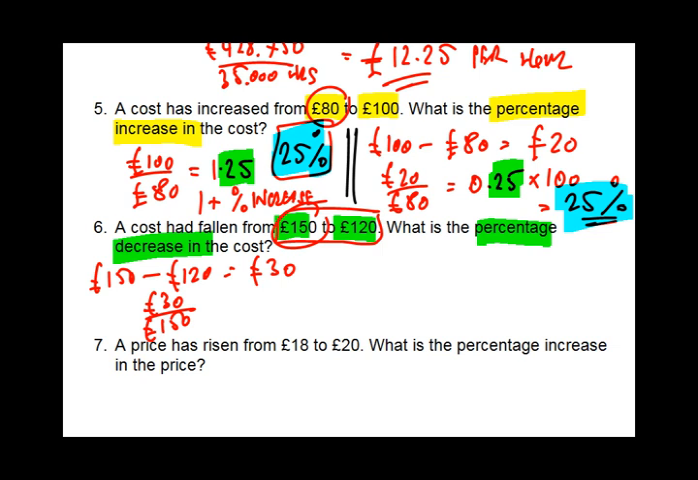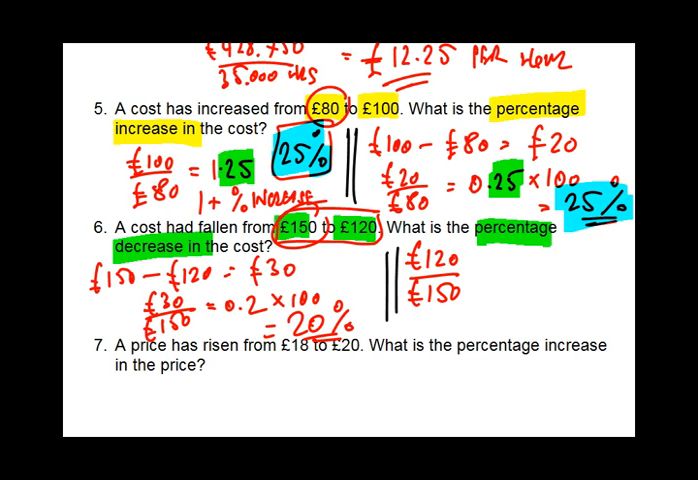Now £30 divided by 150 gives me 0.2, which to turn it into a percentage, if I multiply by 100, because percent means parts of 100, I get 20% as the decrease in the cost. Now we can do that our other way. In this case we would take the figure it ended up at, which is 120, divided by the figure it started at.